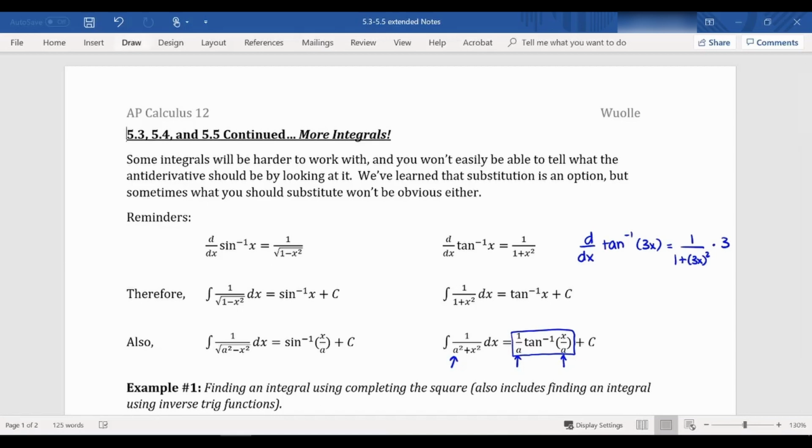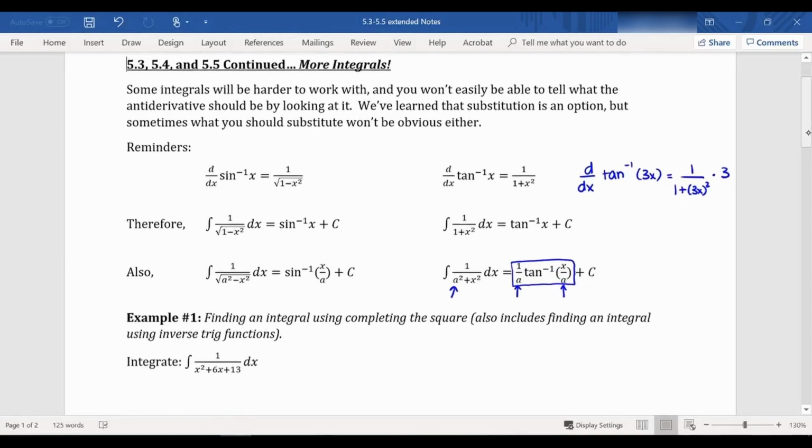So you are going to want to know these, right? There's one other integral that results in an inverse trig, and that is one that results in inverse secant, and that is on the bottom of your notes.